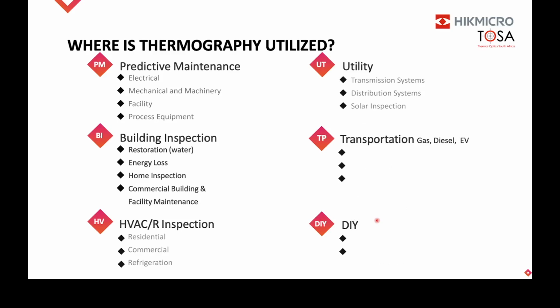Then solar inspection is something that we're going to be having a look at today. And then transportation systems in engines, in electrical and battery charging systems. We'll talk obviously about electrical today. And then passenger seats, things for instance like heated passenger seats, you can see what's happening there. Then as far as DIY is concerned, home inspection and outdoors and hobbies.